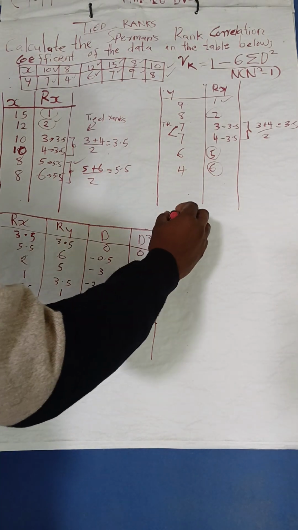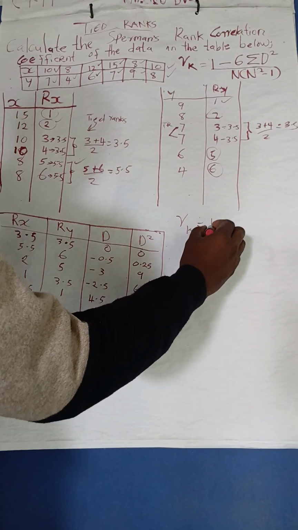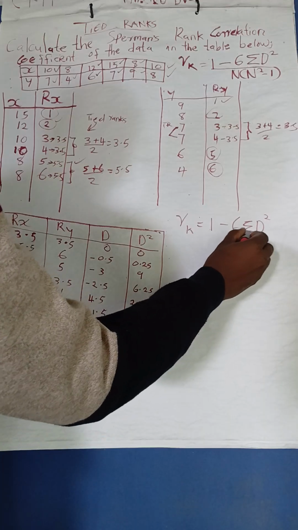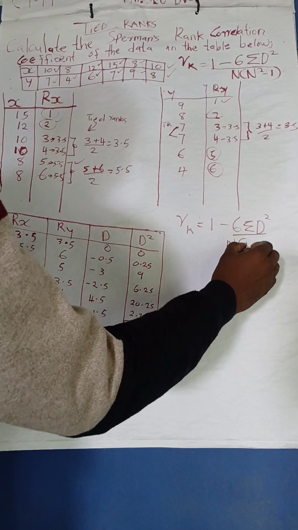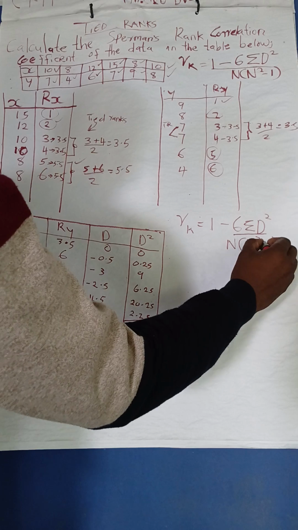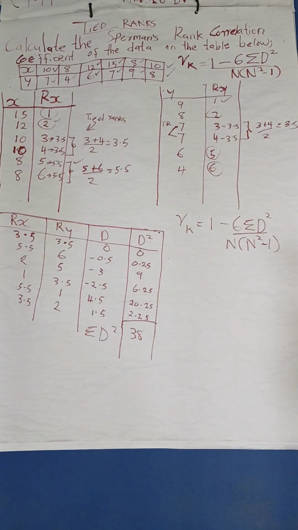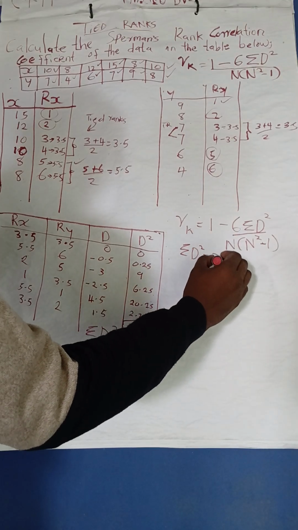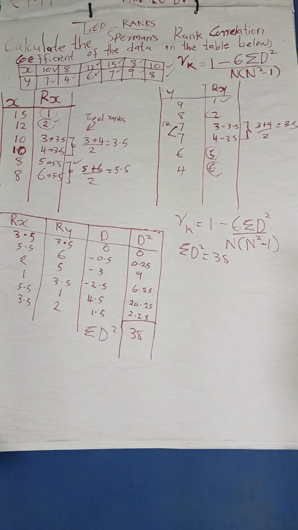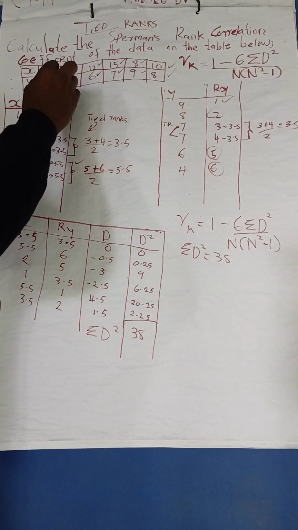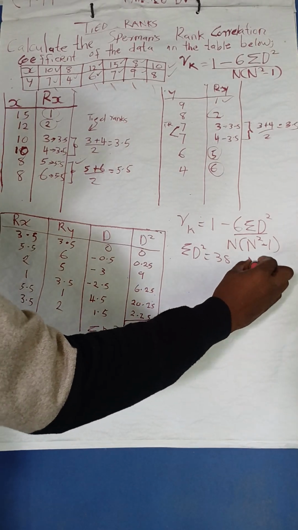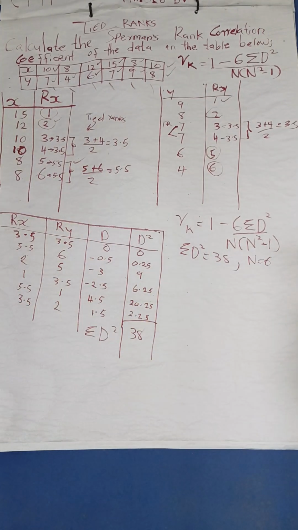And we have the formula as rK is equal to 1 minus 6 total summation of d squared, then you divide by n in bracket n squared minus 1. Good. And already we have the summation of d squared as 38. Then n, you come and count the pairs here. 1, 2, 3, 4, 5, 6. So n for this case will be 6. So now we just fill into the table.